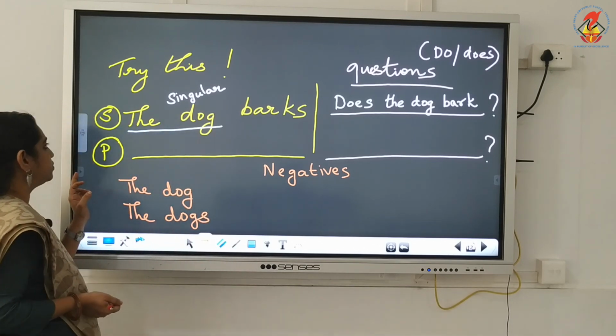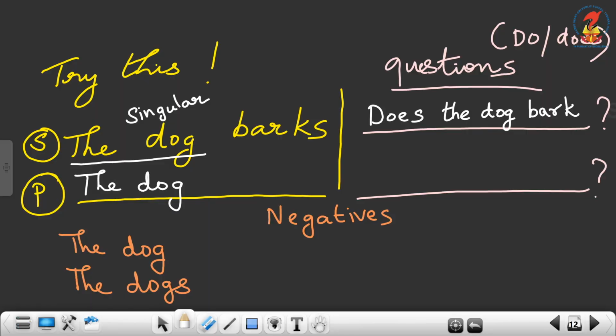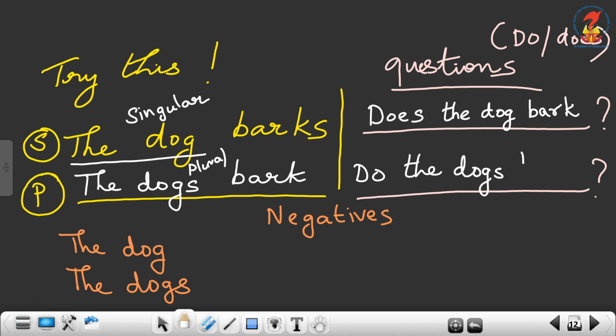Okay, now come to plural. I am going to make it plural. The dogs, what is that? Bark, is it? I should not use s here in simple present tense, because the dogs is plural, I should use bark as the verb. And how should I change it to a question? The dogs, it's plural, is it? Plural. So, which question word should I use? Do or does? Do. Do the dogs bark? Same question word, because I am starting it with do.